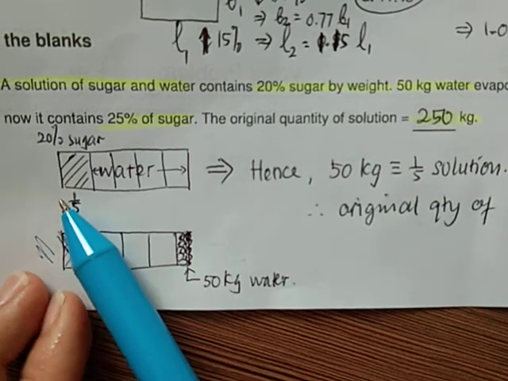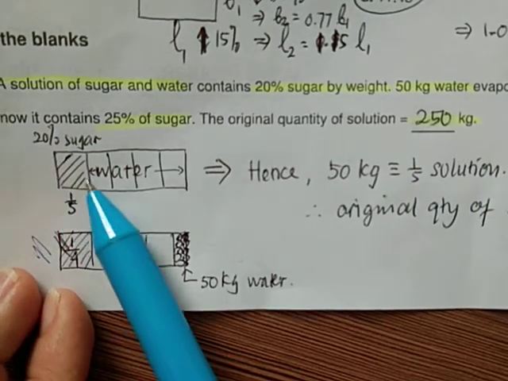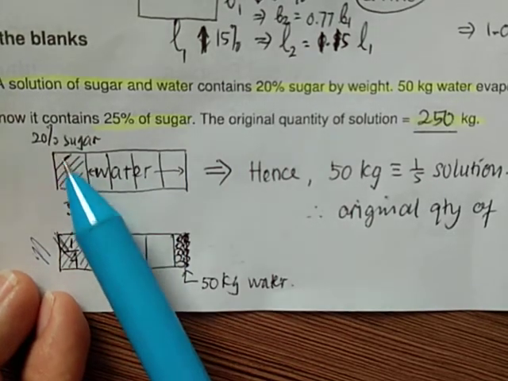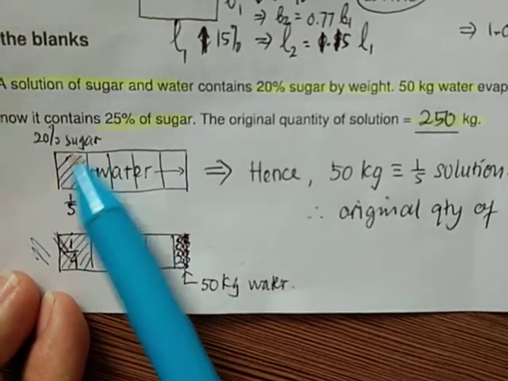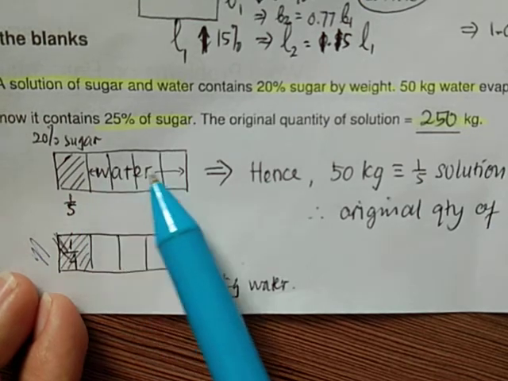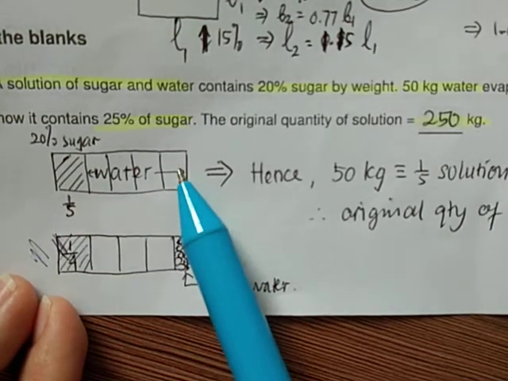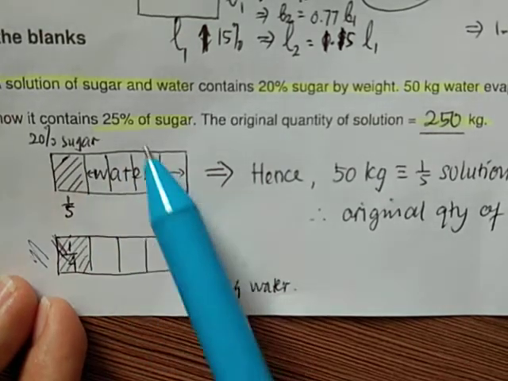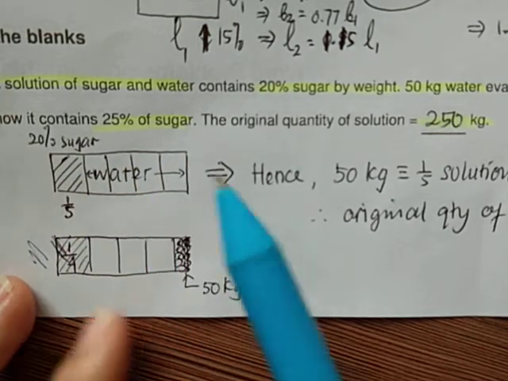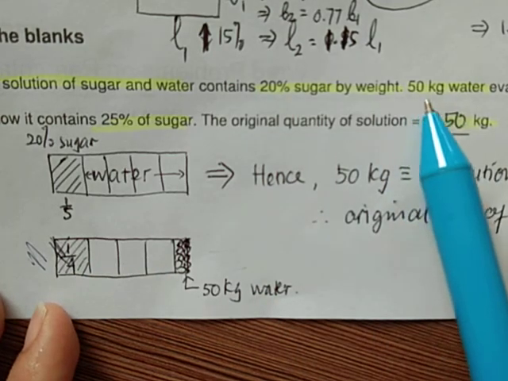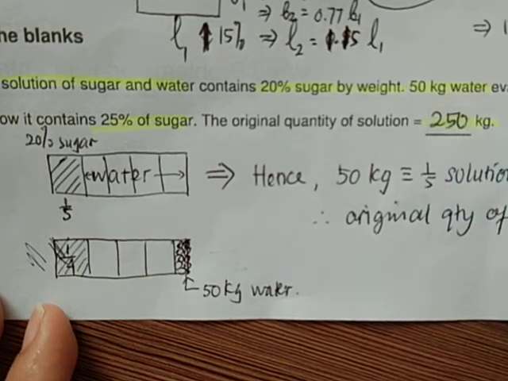So I make a simple diagram here. I divide it into 5 equal parts. 20% is equal to 1/5. This is the sugar, and the remaining is the water. So the water makes up 4/5, 4 parts of the 5 parts. Now look here. 50 kilograms of water evaporates from the solution.